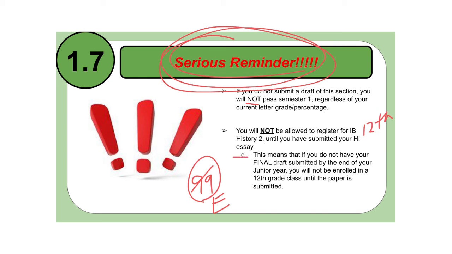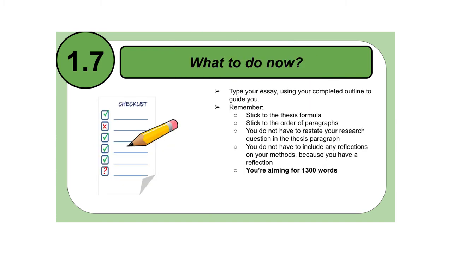This means that if you do not have your final draft submitted by the end of the junior year, you will not be enrolled in 12th grade classes until the paper is submitted. So basically, you cannot graduate out of 11th grade into 12th grade until this paper is completed. So please be reminded of that. This is a serious reminder that in order to matriculate into 12th grade, you must complete this paper in 11th grade. So what are your tasks to do now?